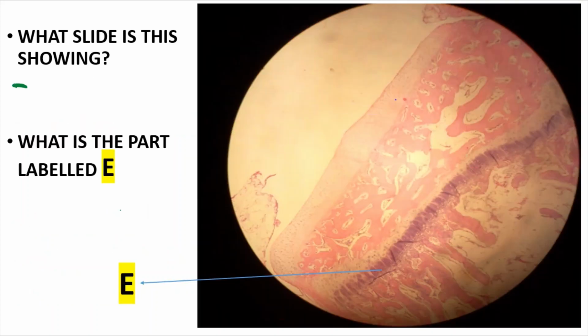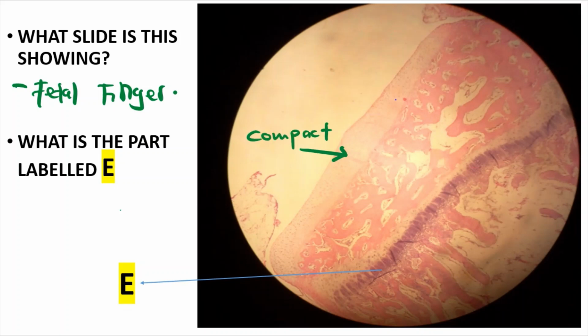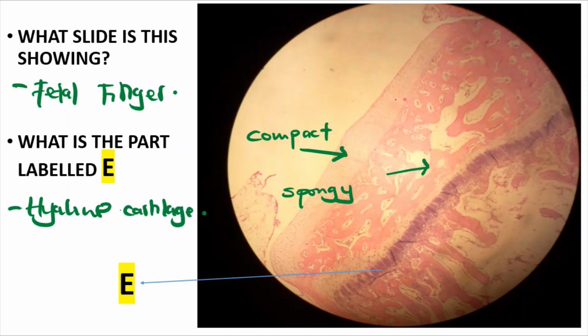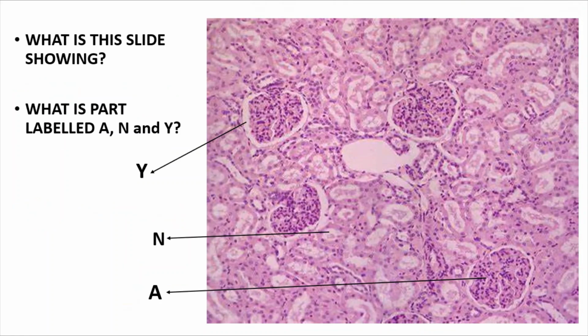What is this slide showing? This is a fetal finger. Why do you say this is a fetal finger? You can see this is bone here, that is compact bone. And then this is spongy bone, or trabecular bone. This part labeled E is where the bone is growing from, so that is hyaline cartilage. The type of ossification where bone grows from cartilage is endochondral ossification.